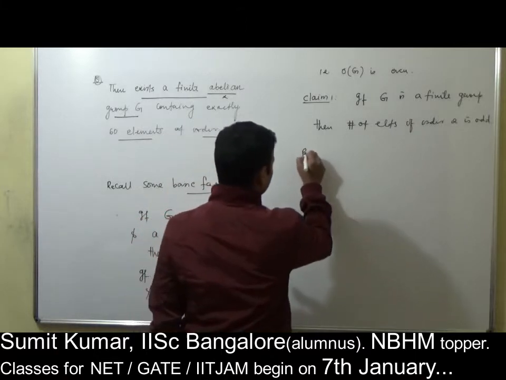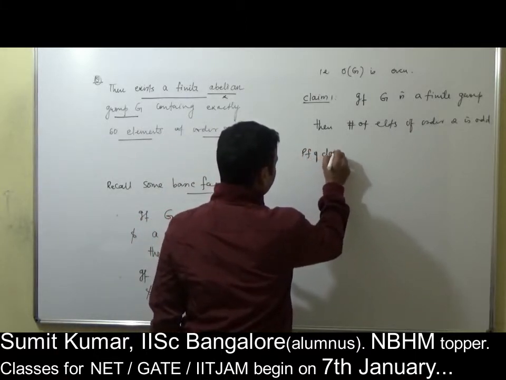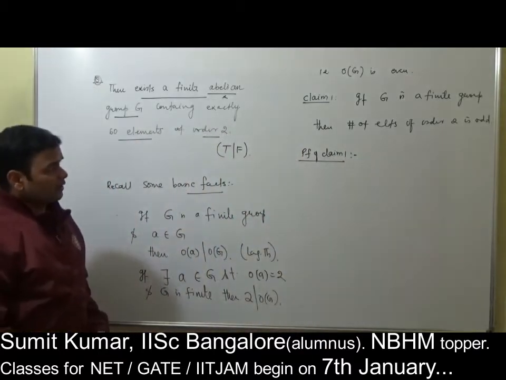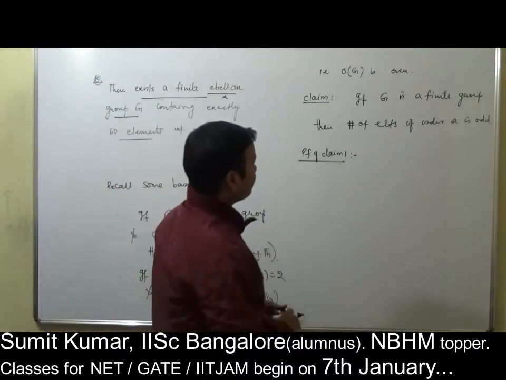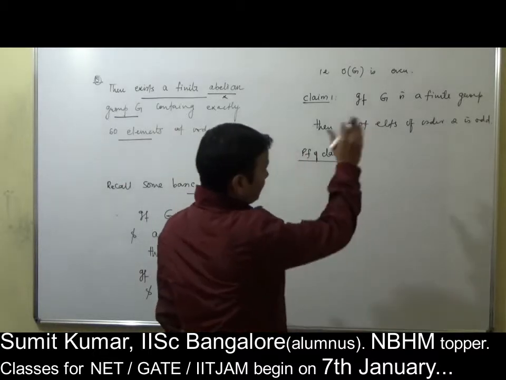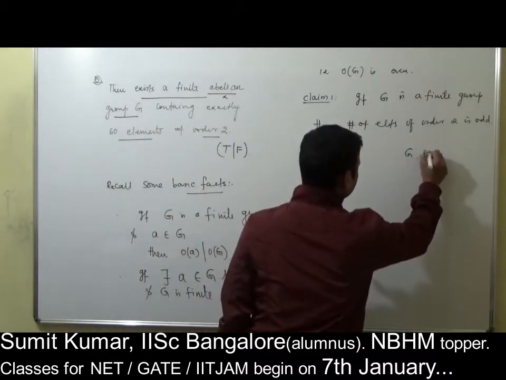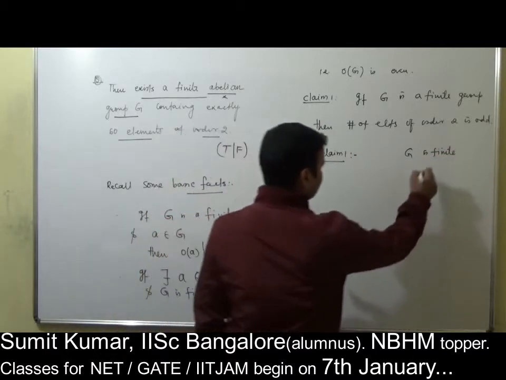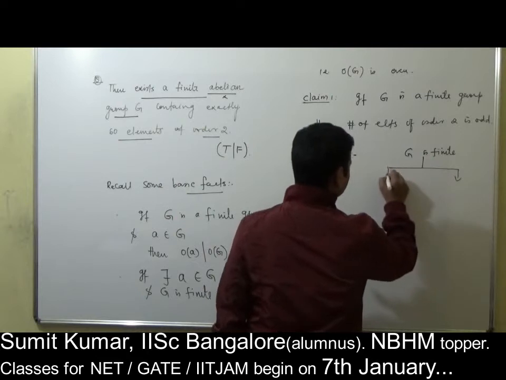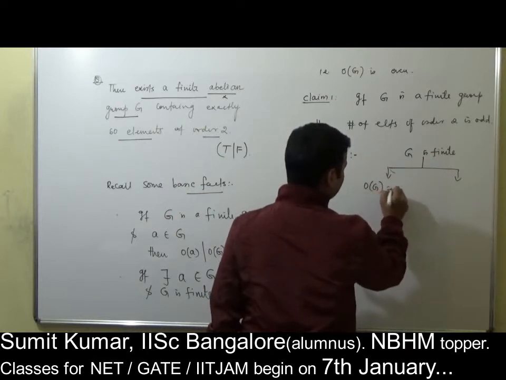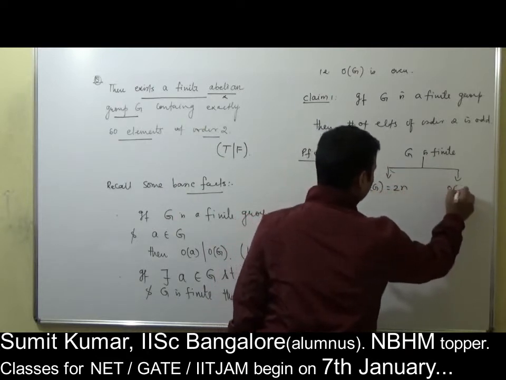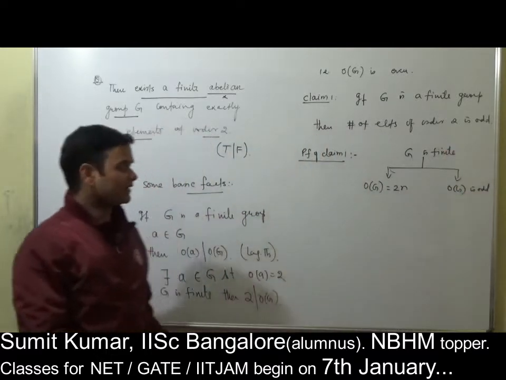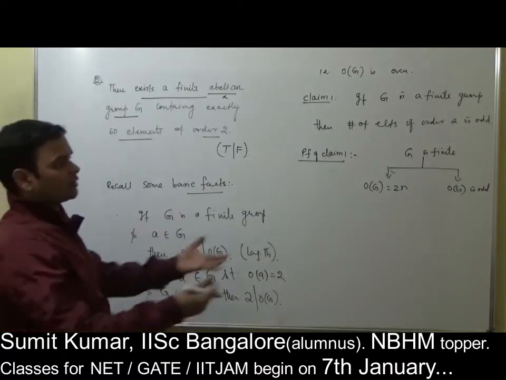So, the proof of my claim. How to prove it? You have given me that G is finite. So there will be two choices for a finite group: the order of G is either even or odd.